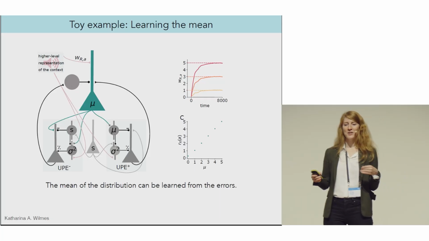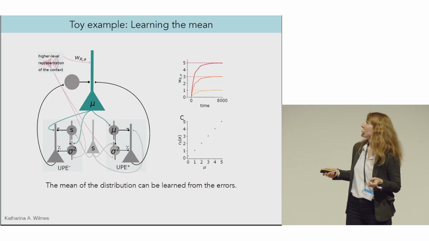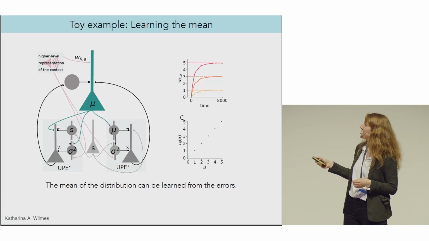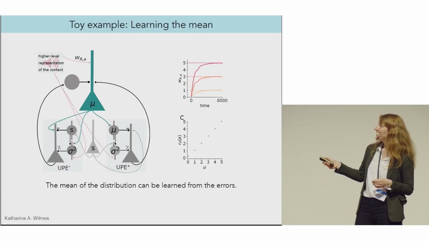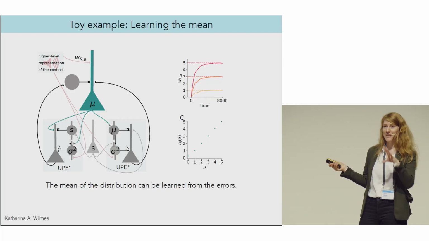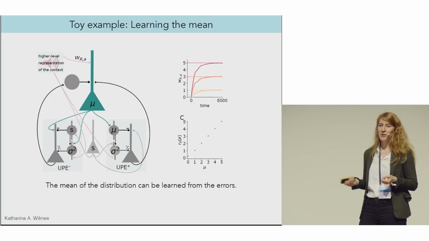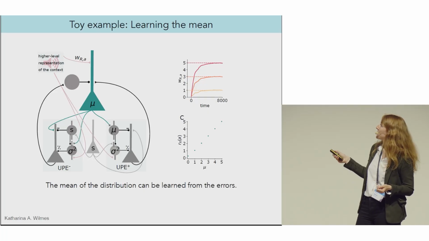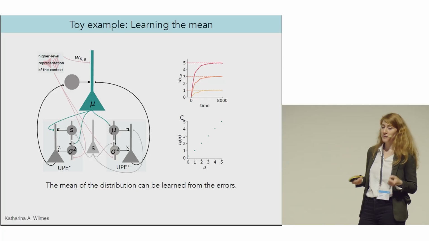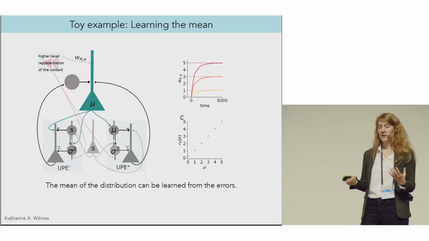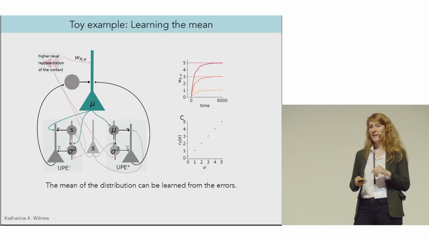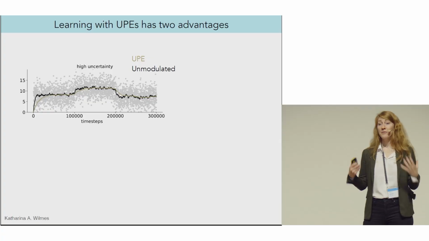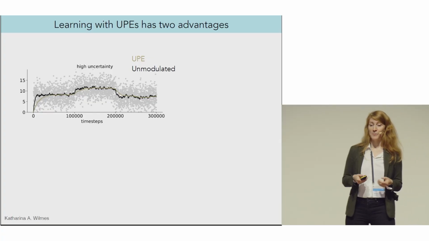So let's consider a toy example where we now learn the mean representation in a representation neuron, which receives input from both positive and negative prediction error circuits. I didn't introduce these negative prediction error circuits, but they are basically the mirrored version of the positive prediction error circuits. And not surprisingly, this works, so we can learn the mean of the distribution in the firing rate of the representation neuron. But what I would like to actually talk about is the dynamics of this learning process. So let's look at the firing rate evolution of these representation neurons.